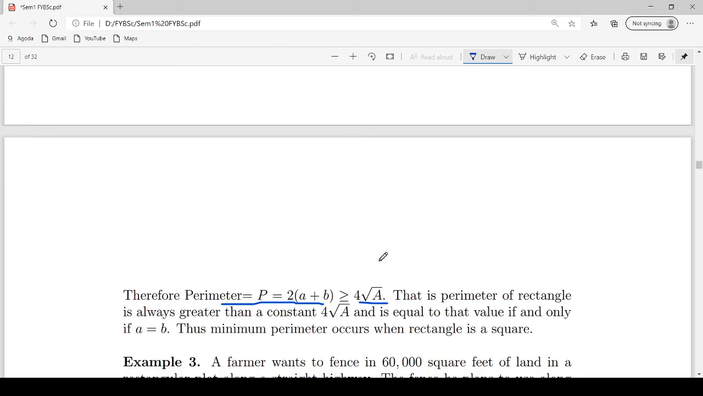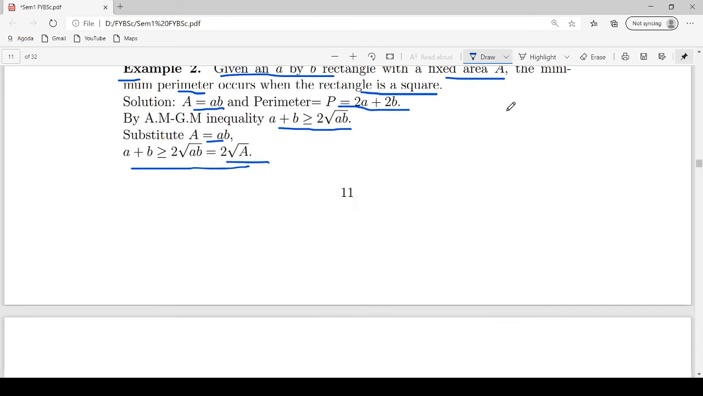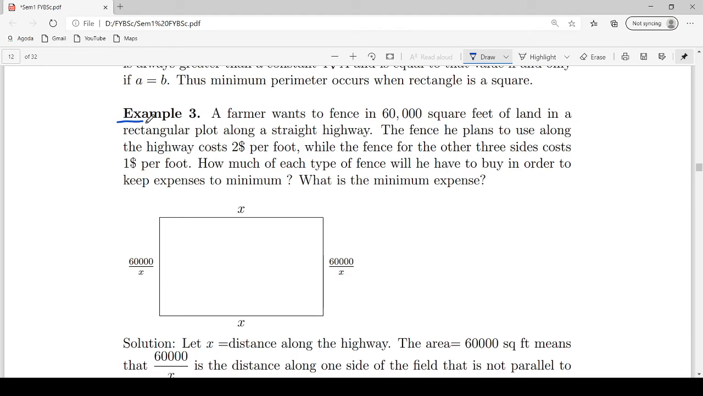And again, from AM-GM inequality we know that P will be equal to 4 times square root of A if and only if a is equal to b. And if a is equal to b, your rectangle becomes a square. So you have proved that a rectangle with a fixed area A will have minimum perimeter if that rectangle is a square. Let's see our third example.